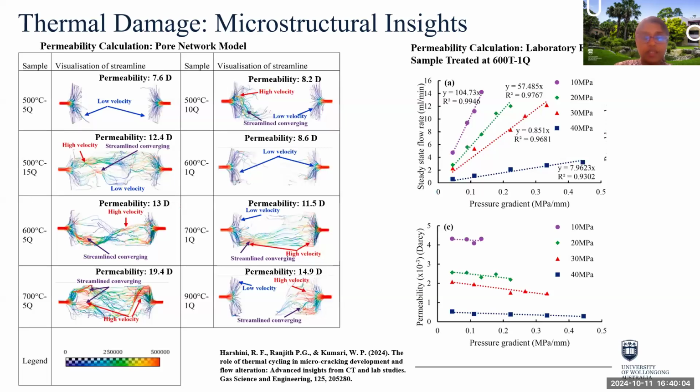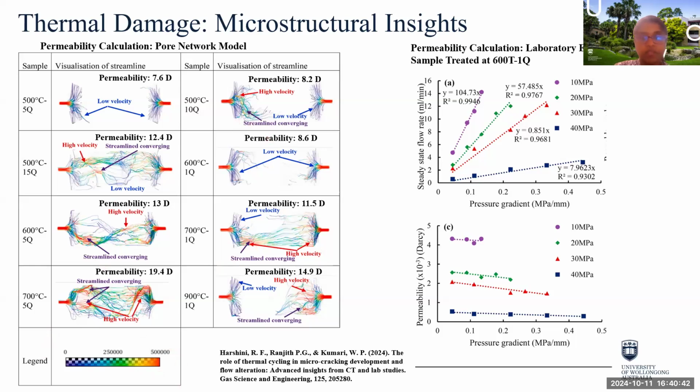The permeability is another important aspect. The permeability of granite samples was then simulated using a pore network model, focusing on fluid flow streamlines between connected pores. The results show that temperature and quenching cycles significantly impact the permeability values because of formation of well-connected pore network, which facilitates fluid flow, leading to streamlines and high-velocity regions.